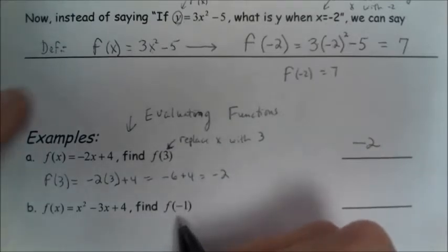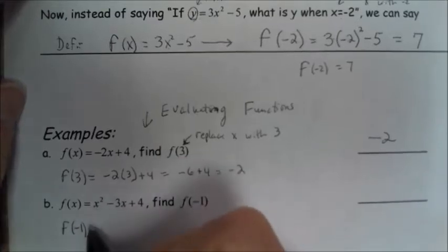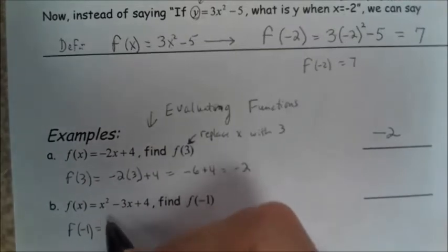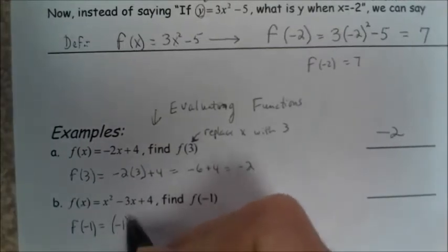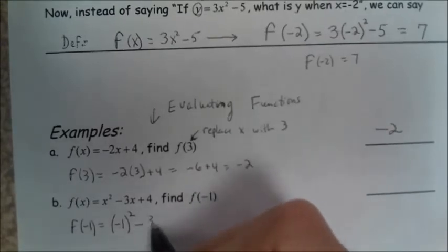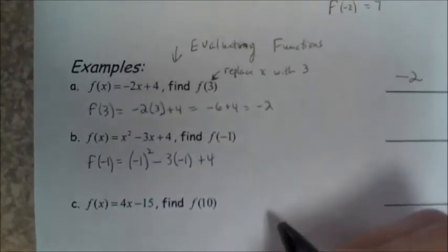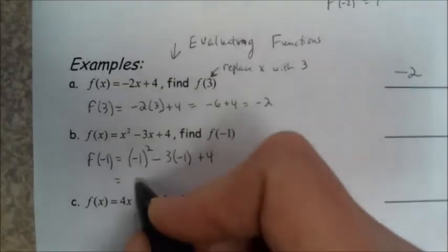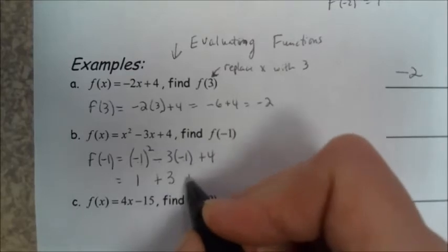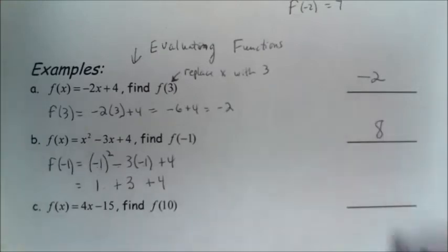The next one, f of negative 1. Well, what is f of negative 1? Anytime we see an x, we replace it with negative 1. But be careful. Make sure when you're squaring a negative number, it goes in parentheses, because negative 1 squared is a positive 1. So then we have minus 3 times negative 1 plus 4. So what that is equal to, negative 1 squared is positive 1. Negative 3 times negative 1 is a positive 3 plus 4. So 1 plus 3 is 4, and 4 is 8. So we would put an 8 on the line.